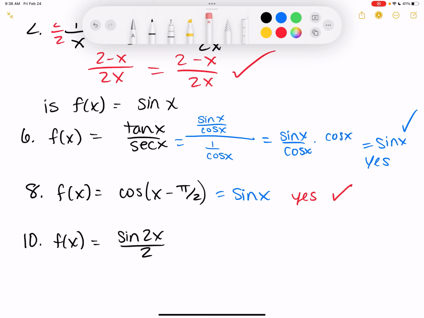Alright, f of x is equal to sine of 2x over 2. Oh gosh. Can we cross out the 2? Is that allowed? No, because that's a 2x, right? It's inside. We can't do that. So it doesn't equal sine. Correct. It's false.